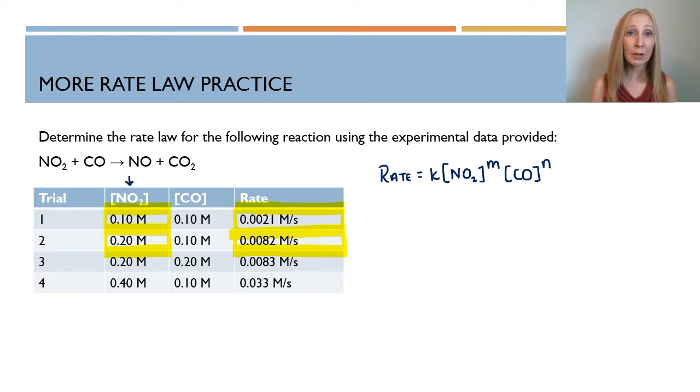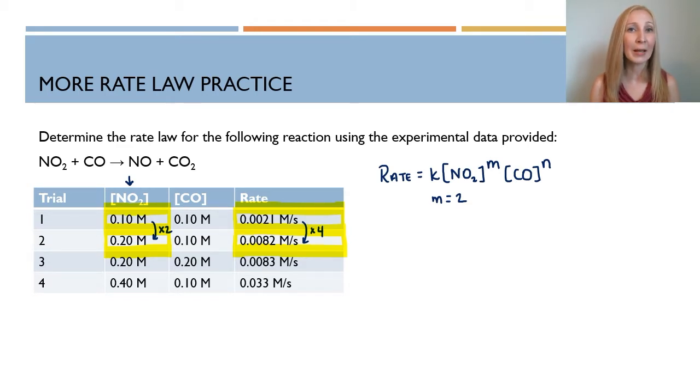Now if I double my concentration, what happens to my rate? It goes up from 0.0021 to 0.0082. That increases this by nearly a factor of 4. So what that tells me is that M is equal to 2. This is a second order reaction as it pertains to NO2, if you individually look at the NO2.